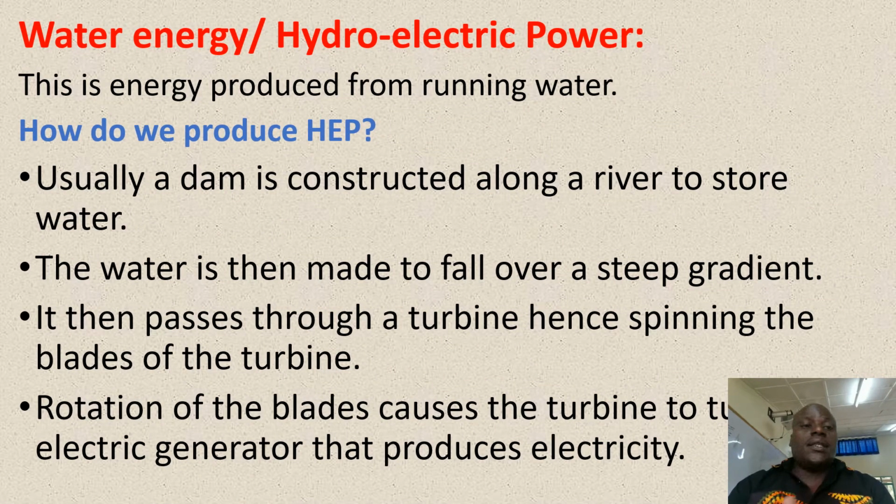Hello class, in the previous lesson we looked at the first example of renewable energy, which was wind energy. So let us look at the second example, which is hydroelectric power. Hydroelectric energy. As the name suggests, hydro, this is energy produced from running water across rivers.